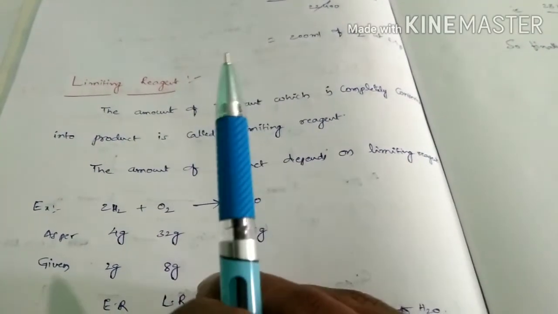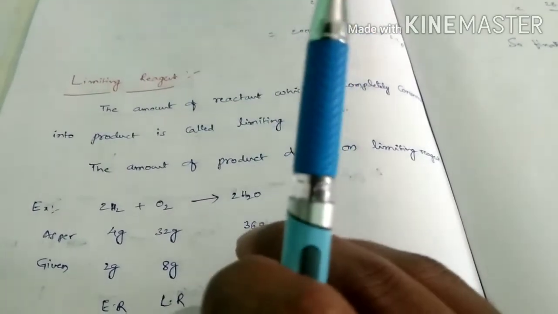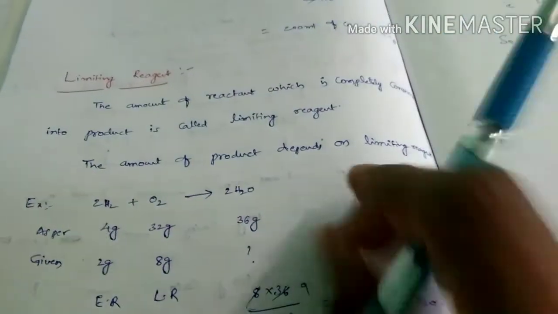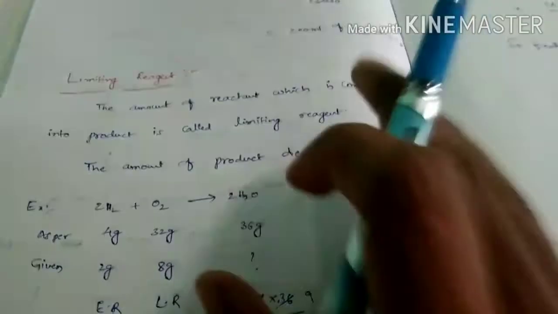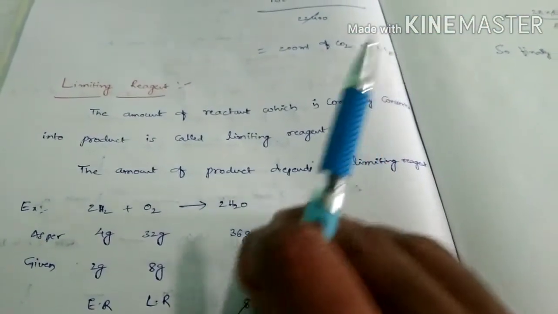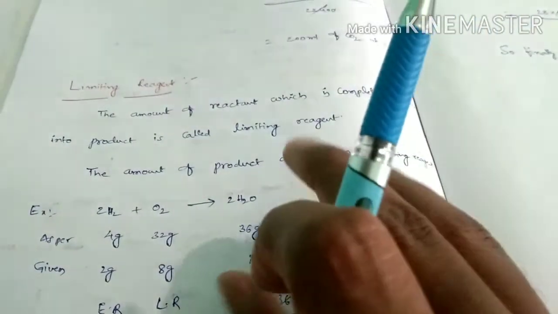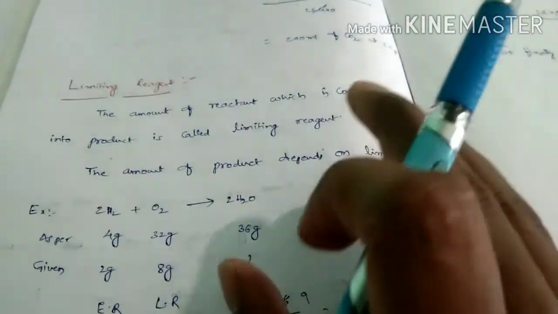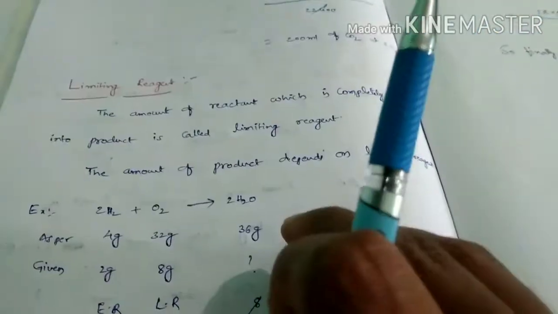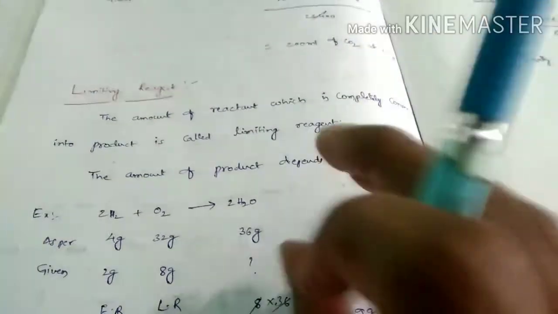What we think every time is that in a given chemical reaction, all the reactants are converted into products. We think like that, but actually that is not correct. Because in some reactions, not in all reactions, not all the reactants are converted into products. Only some amount of reactants is converted into products. Some amount of reactants will remain after completing the reaction. So you have to know that point.